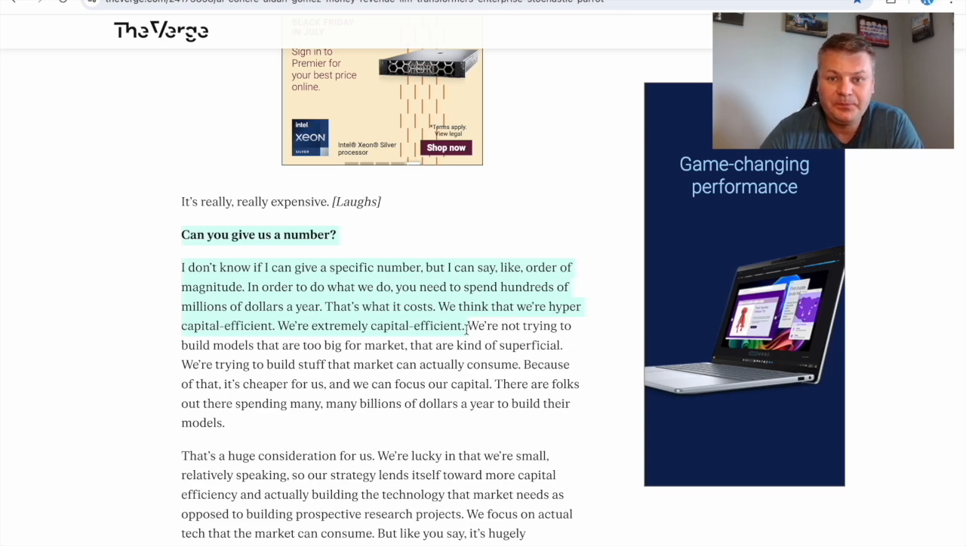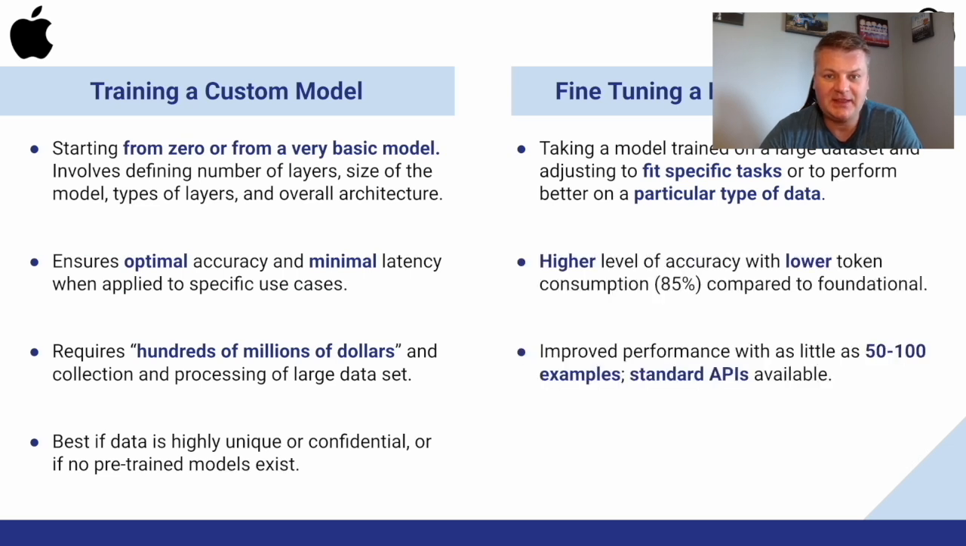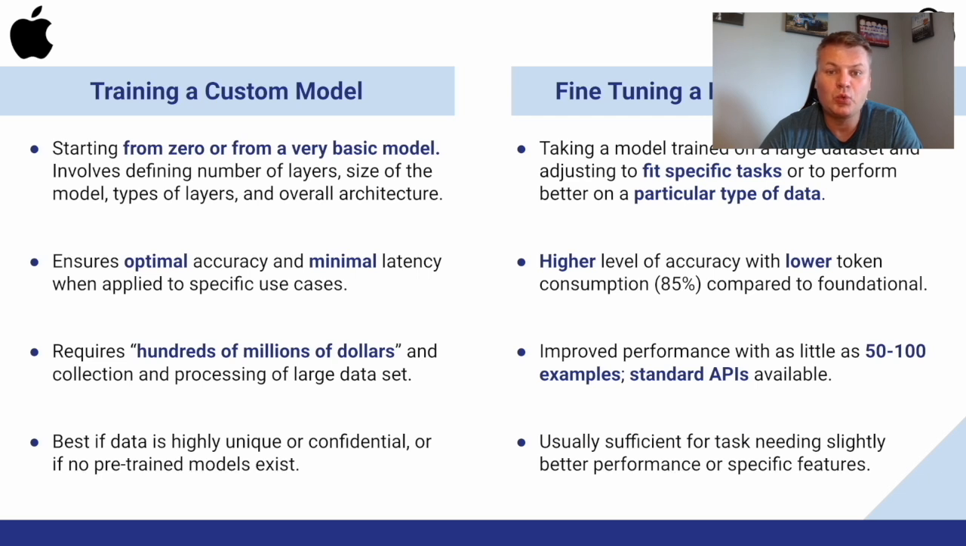Enter fine-tuning. With fine-tuning, you start with a pre-existing model trained on a large set of data, and you adjust it to work well with a specific task or a specific data set. Thanks to fine-tuning, you can increase the model's speed, you can improve its accuracy, and you can reduce the consumption of tokens. According to some studies, you can get as much as 85% token reduction. Fine-tuning can also be performed on much smaller datasets. All you need is 50 to 100 examples and you can get going.